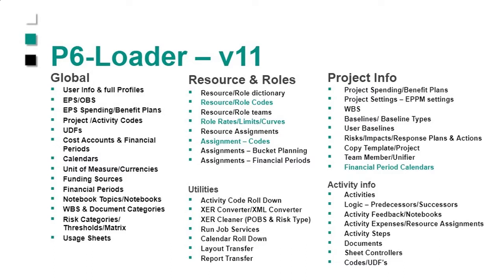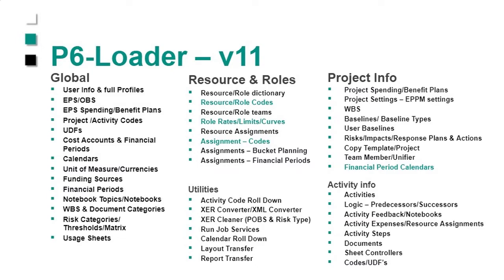So we allow you to roll down activity codes. So an activity code roll down means that you can take a global code and make it an EPS code, or take an EPS code and make it an activity level code. In P6, you can promote them to a higher level, but you can't demote them to a lower level. You can read XERs or XML files. You can clean the XER files to get rid of those nuisance OBS and risk types that clutter up the files. You can run job services.